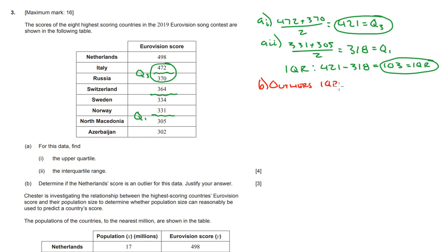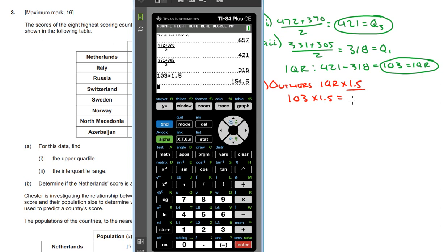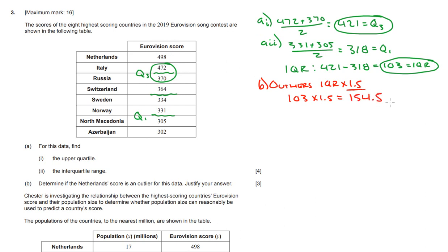The test is the interquartile range times 1.5. 1.5 is just one of those numbers you just have to remember to test for outliers. So we're going to take 103 times 1.5, and that's going to show us how far outside the third quartile and the first quartile a value needs to be. So 103 times 1.5 gives us 154.5. This is what we have to subtract from the lower quartile and add to the third quartile to see where the outliers are.